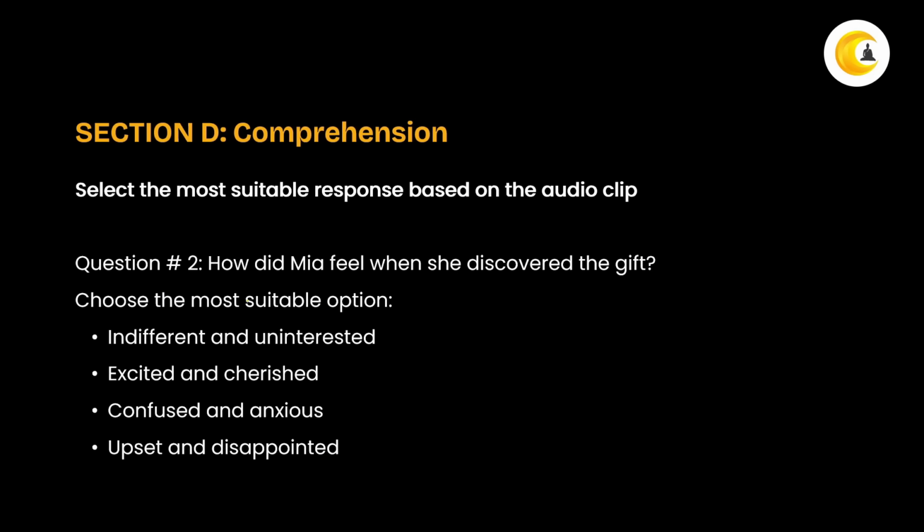Next question. How did Mia feel when she discovered the gift? Indifferent and uninterested, excited and cherished, confused and anxious, upset and disappointed. She was excited and cherished, right? It was a straight word picked up. And when you're listening to the audio, do not think that they'll ask you complicated questions. They'll ask you questions straight out of those audio clips, direct sentences. You just have to listen to them closely and attentively.